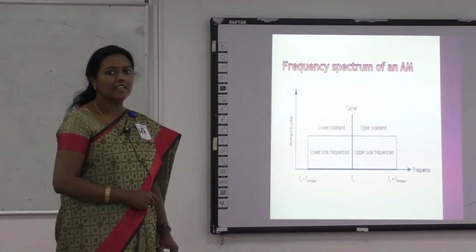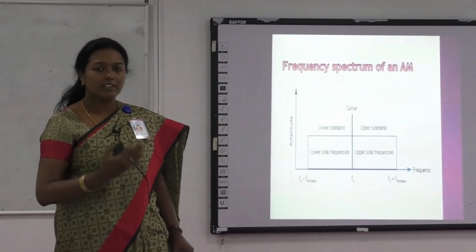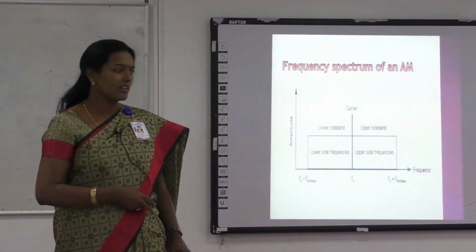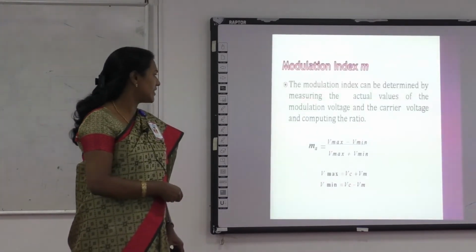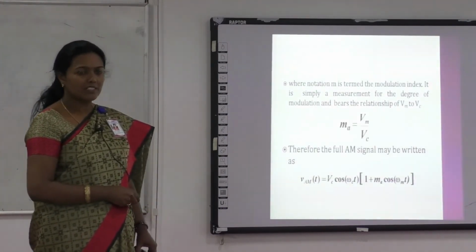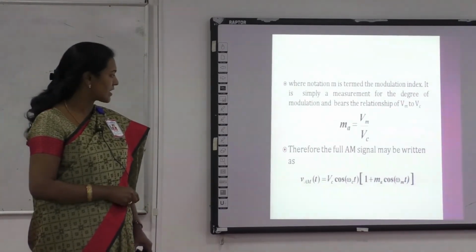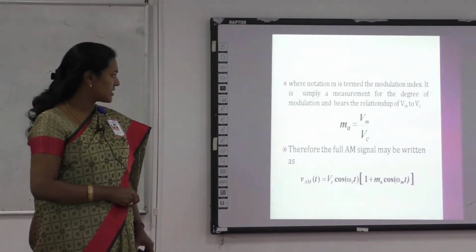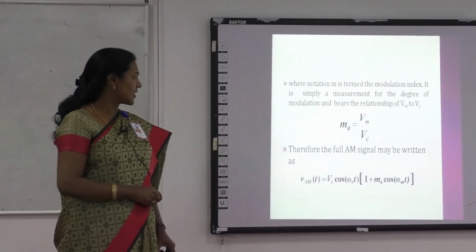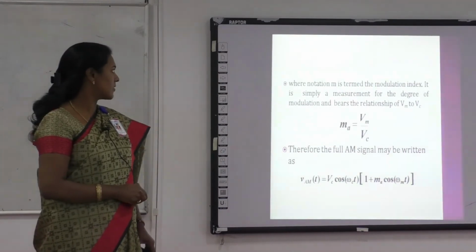So what do you understand from this AM? AM consists of three components: one is the carrier frequency, another is the upper sideband frequency, and the third is the lower sideband frequency. This can be derived from the final equation, VAM of t is equal to Vc cos omega ct into 1 plus Ma cos omega mt. This in turn can be written as Vc cos omega ct plus Ma into Vc into cos omega ct into cos omega mt. From this equation, using cos A cos B, we can derive the upper as well as lower sideband frequencies.